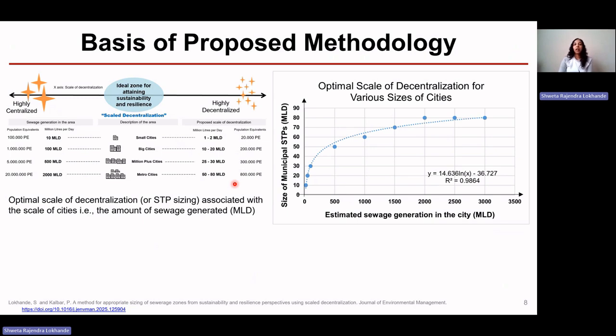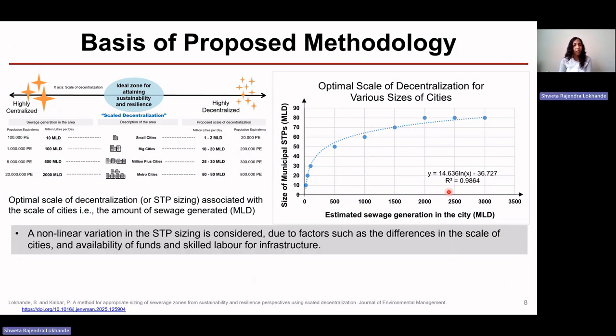In this research, this concept of associating the optimal scale of decentralization with the size of the city is expanded further, and a logarithmic curve has been fitted between the estimated sewage generation in the city and the size of the municipal STPs. And this is the equation for the logarithmic curve fitting, and this has been discussed further in the slides. However, a couple of quick points regarding the same.